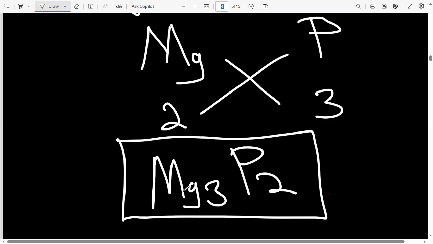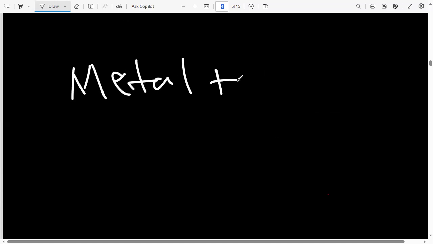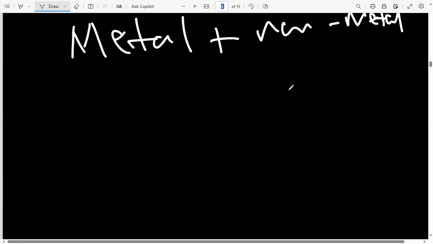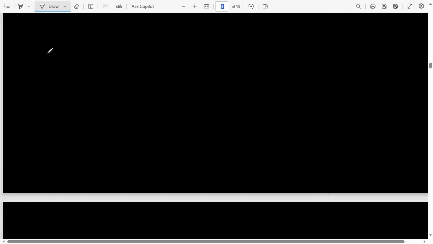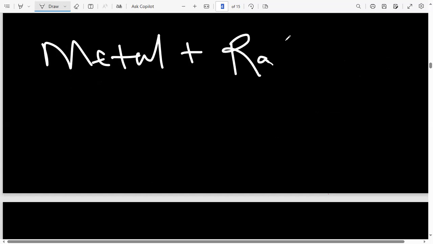Okay, all right. So we are done with those ionic compounds where I said we only have a metal plus a non-metal. We've talked about how to name these and how to derive the name if you are given a chemical formula. So next up, we are doing ionic compounds where we have a metal plus a radical. A radical is just a special ion with a specific charge.